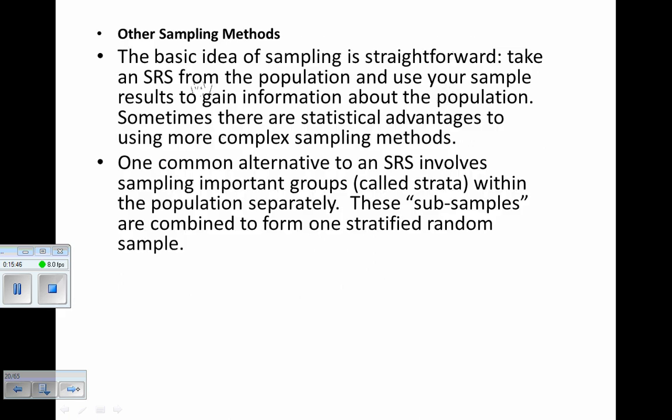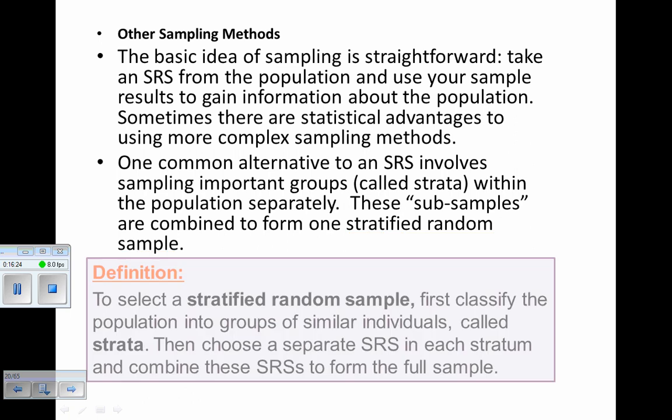Okay, haha. The basic idea of sampling is straightforward. Take an SRS from the population and use your sample results to gain information about the population. Sometimes there are statistical advantages to using a more complex sampling method. So one alternative to an SRS is called strata. So we could group with strata. These subsamples are combined to form one stratified random sample. So we can have an SRS, which means simple random sample, or now we could have a stratified random sample. Don't abbreviate that one, because you already used SRS.